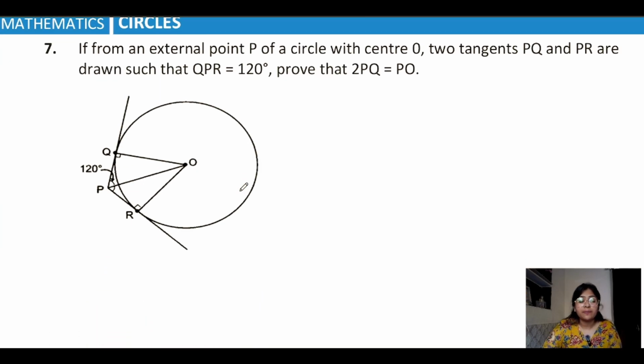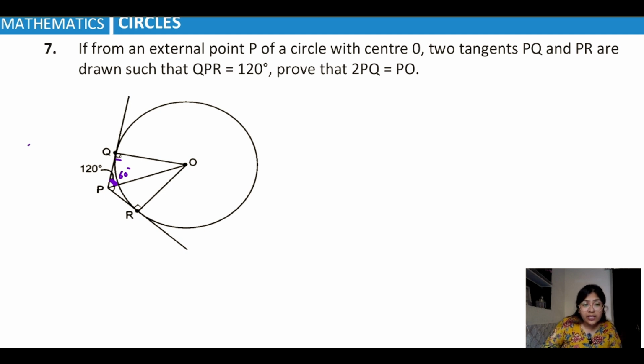Yes, try this question. From a point P of a circle with center O, P is an external point and two tangents can be drawn from an external point, that is PQ and PR. Two tangents PQ and PR are drawn such that the tangents make an angle of 120 degrees with each other. We know that the line OP will act as an angle bisector because this triangle is congruent to this triangle. We had done this proof. So this angle will be how much? 60 degrees. Very good.